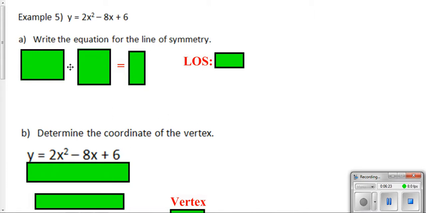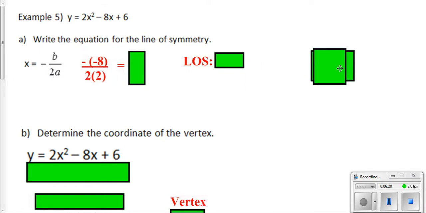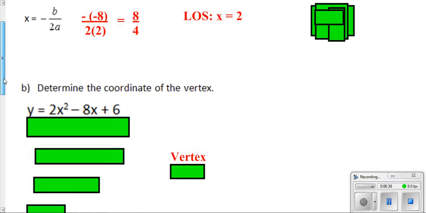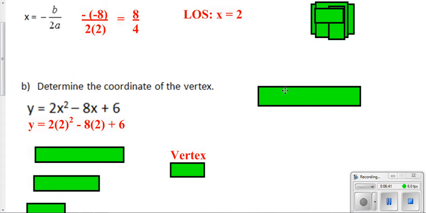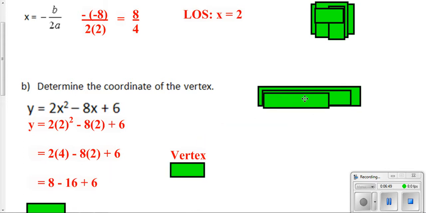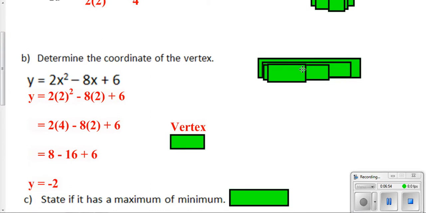Alright, for our line of symmetry here, again, using that equation x equals -b over 2a, I substitute in, do my computation, I wind up with 8 over 4, and my line of symmetry would be x equals 2. To find my vertex, I'm going to throw 2 in for x, do my computation, and I calculate, and finally simplify or combine my like terms. I find out y is -2. Vertex is a coordinate or point, so I'm going to list it as an ordered pair.